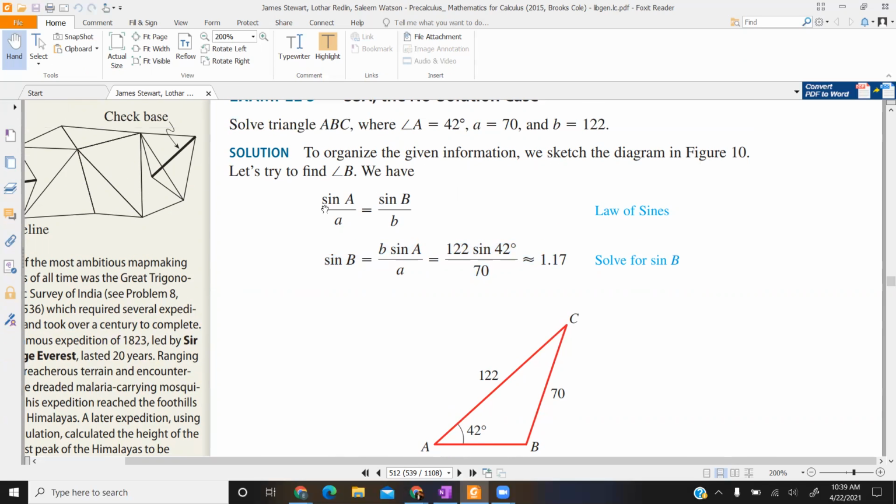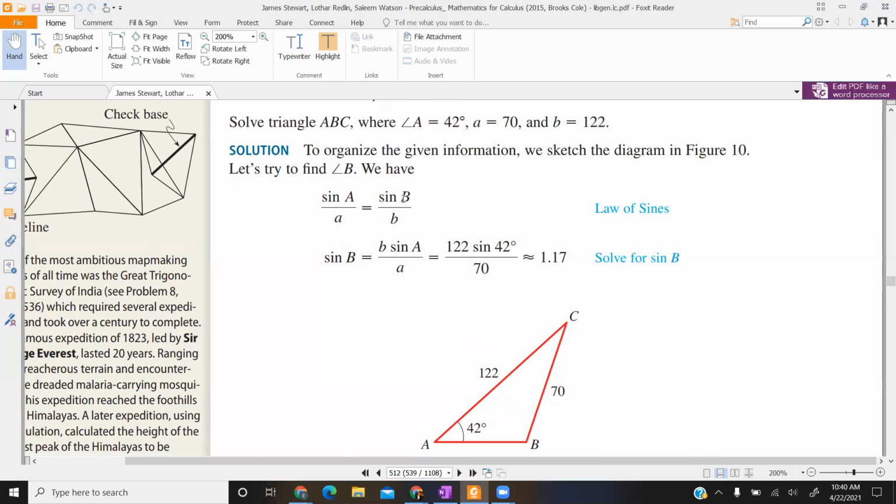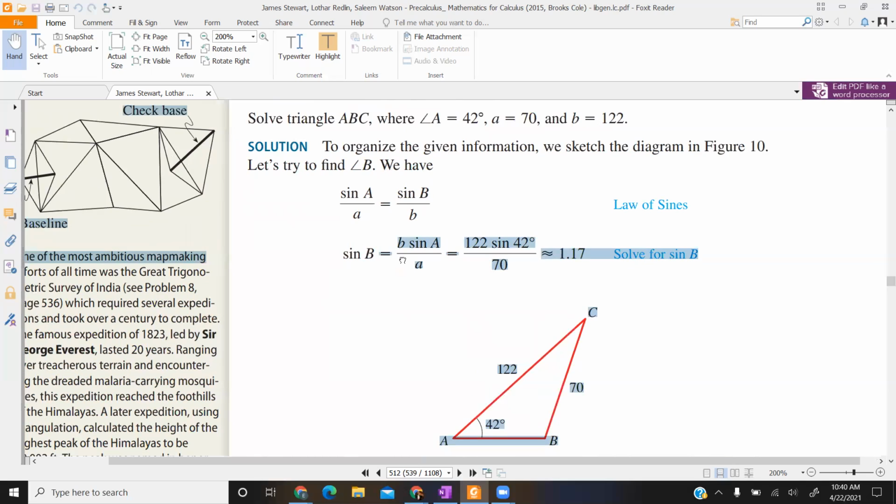So we're going to suppose there's a triangle, and then we're going to try solving for it. So we're going to solve for angle B. We're going to use this equation right here, sine A over A equals sine B over B, and solve for sine B. If you do that and you calculate this, you find that sine B is approximately 1.17. Now, why is that impossible? Maybe take a second to think about that. Pause the video for a second to think about why that is impossible.